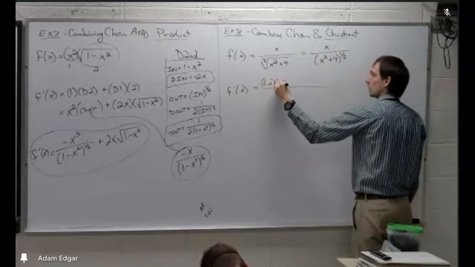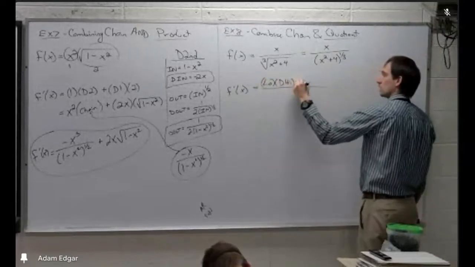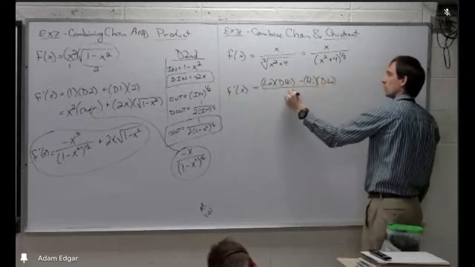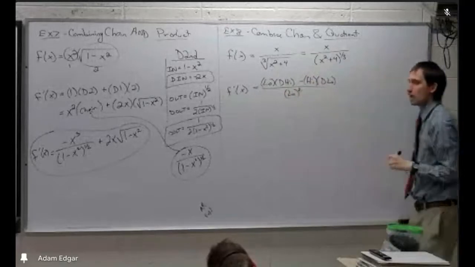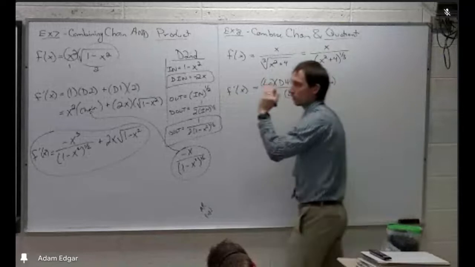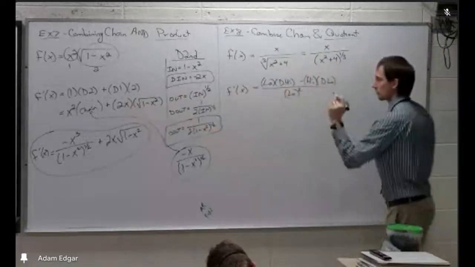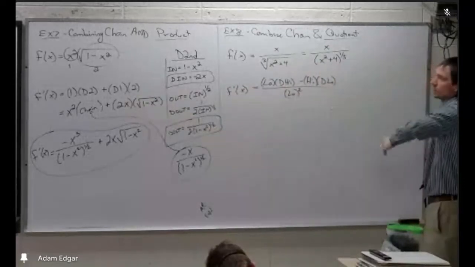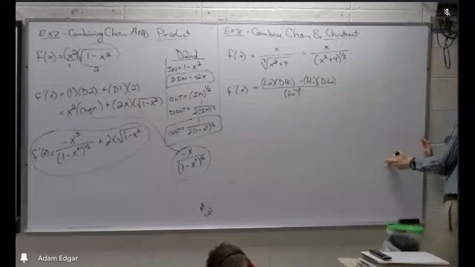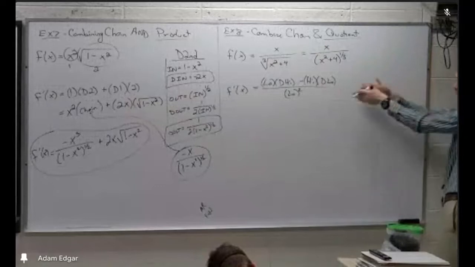Low d high, minus high d low, over low low. So let's just jump right in the same way we did over here with the product rule and start filling in what we know. And then if we get to something that is going to require chain rule, we'll come over in the margin and do the chain rule over in the margin and then fill that back in.